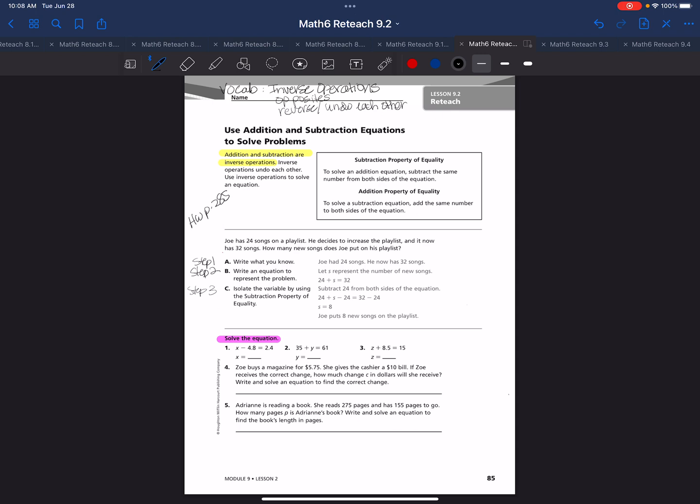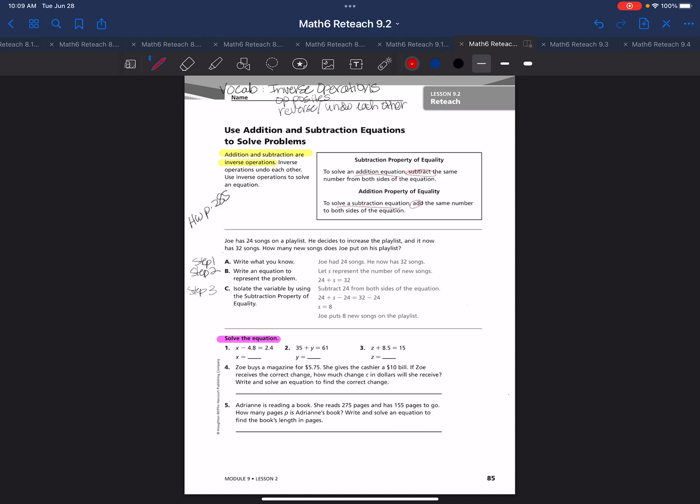So when we solve addition equations, we will be subtracting the same number from both sides of the equation because we're doing the opposite. And to solve a subtraction equation, I'm going to add the same number to both sides. I encourage you to pause this video and complete these problems on your own first. If you would like to look at similar problems in your student workbook, it will be on homework page 285.